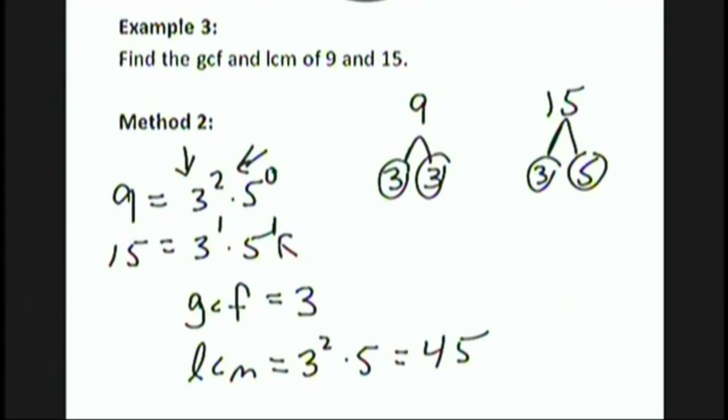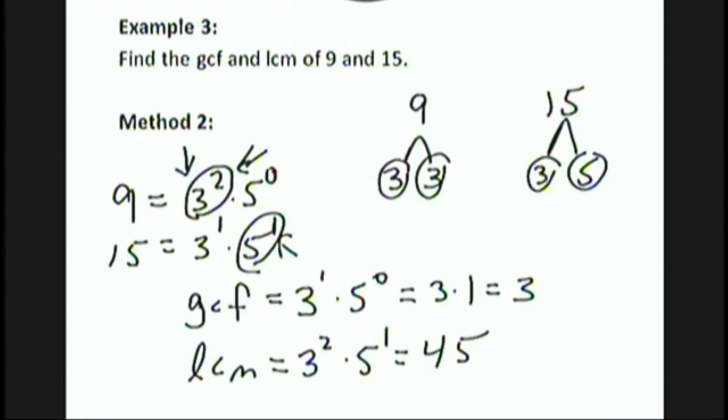Okay, so now you can clearly see that the lowest power of 3 is 3 to the 1, and the lowest power of 5 is 5 to the 0. And remember, anything to the 0 power is just 1. Similarly, we could see that the highest power of 3 is 3 squared, and the highest power of 5 is 5 to the 1, giving us the LCM.